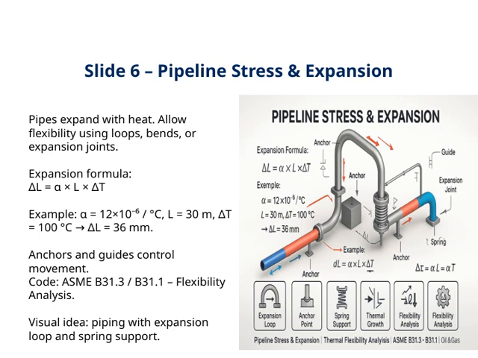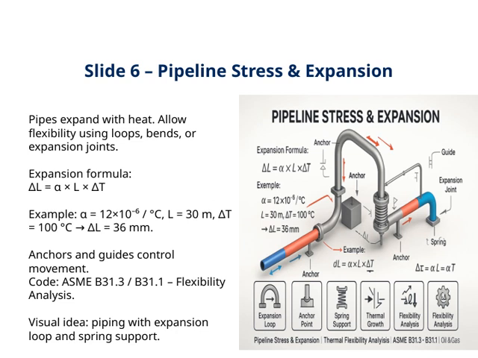Let's talk about pipeline stress and expansion. As pipes heat up, they tend to expand. To accommodate this, we incorporate flexibility into the system using features like loops, bends, or expansion joints. These elements help manage the movement caused by temperature changes.